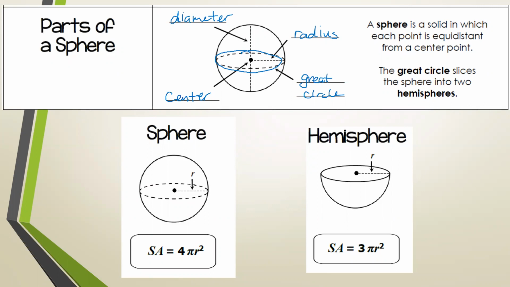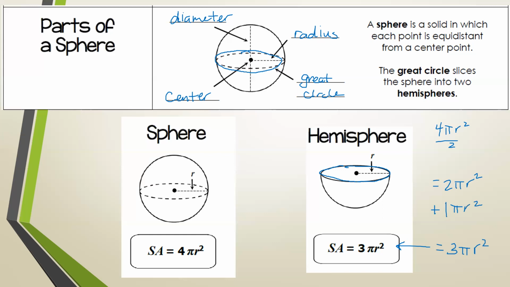So the sphere surface area will be given to you on your formula sheet. If you were to cut that in half, 4 pi r squared divided by 2, that's 2 pi r squared. But as soon as you cut that sphere in half, you've now created this extra surface, this great circle. So you have to add in the area of the circle, pi r squared. Well, there's really a 1 there, right? So that is where your 3 pi r squared came from.